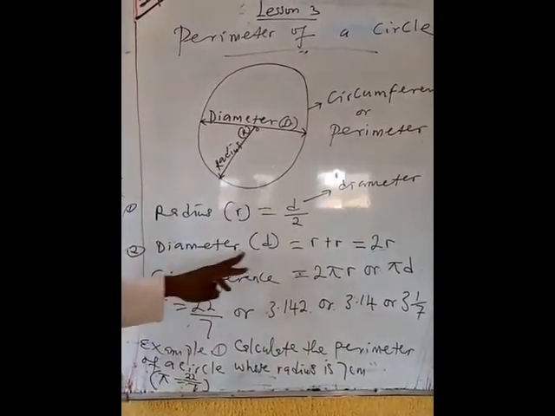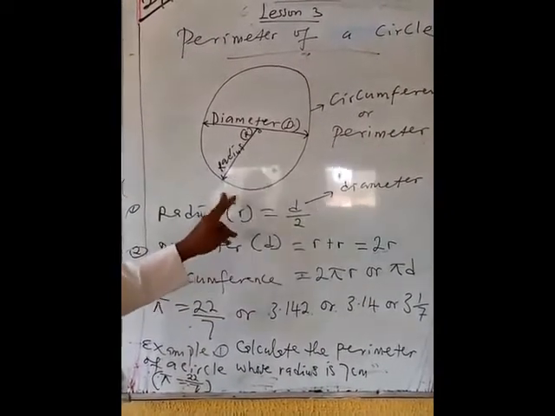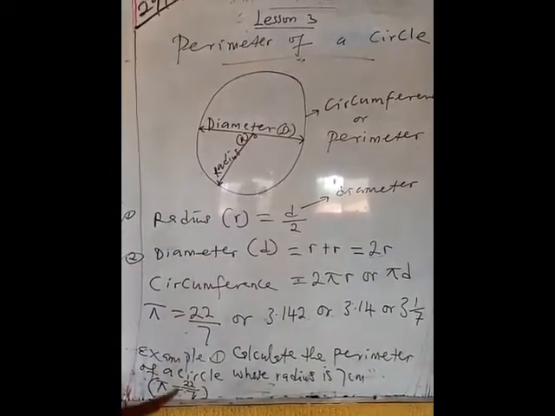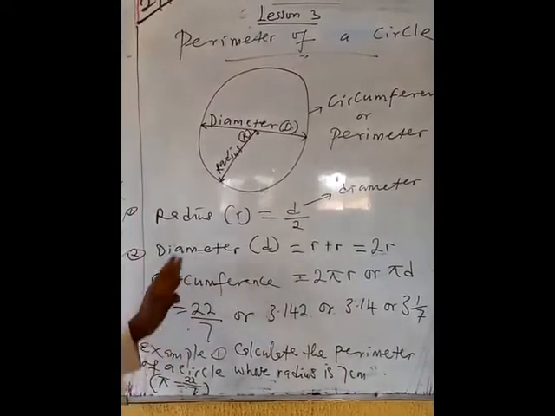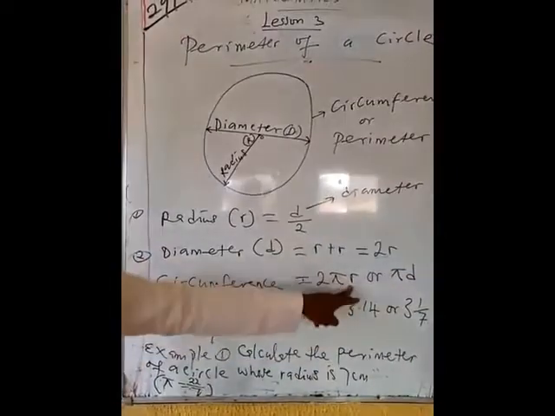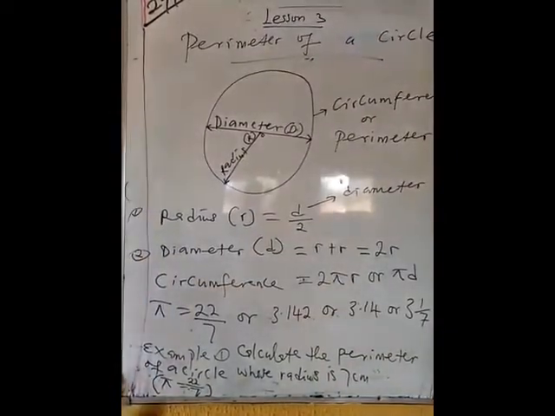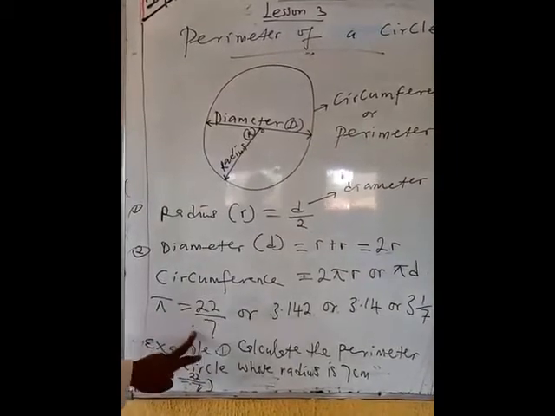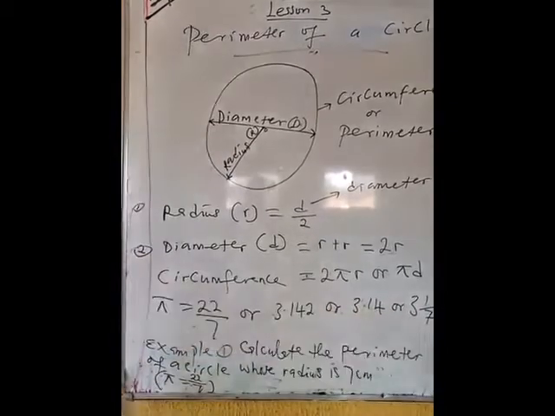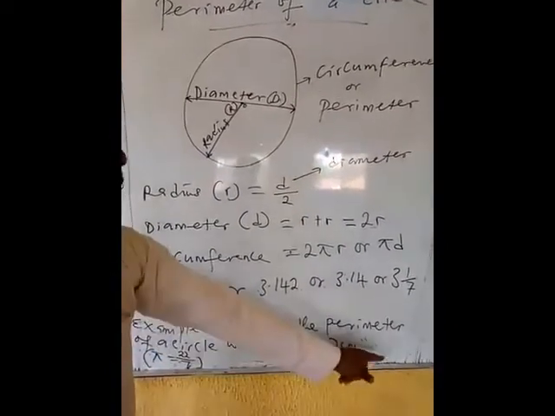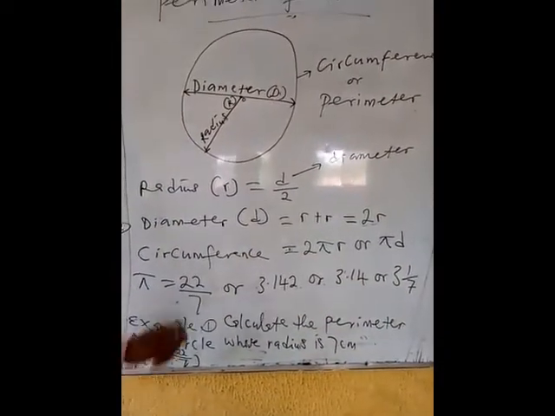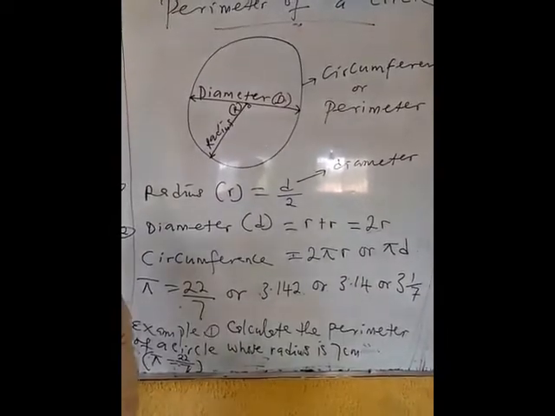Now diameter is given as d equals r plus r. Radius plus radius, that is what? 2r. That is how we find our diameter. Then the circumference of a circle or perimeter of a circle is given as 2 pi r or pi d. R is radius, d is diameter. And the pi itself is 22 over 7 or 3.142 or 3.14 or 3 whole number 1 over 7. By the time you say 7 times 3 is 21 plus 1 gives you 22 over 7. Just like this. Now let's go and look at some questions.